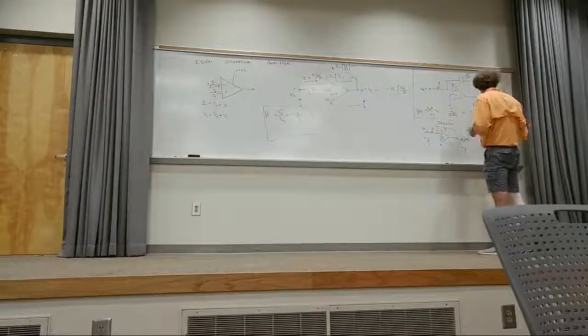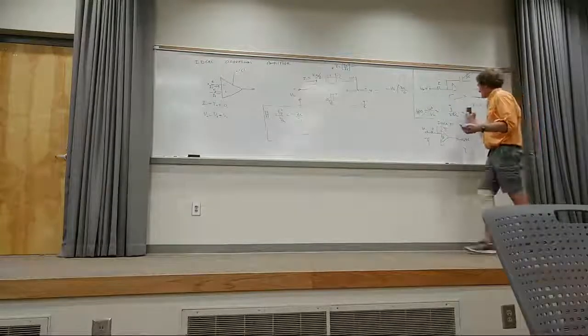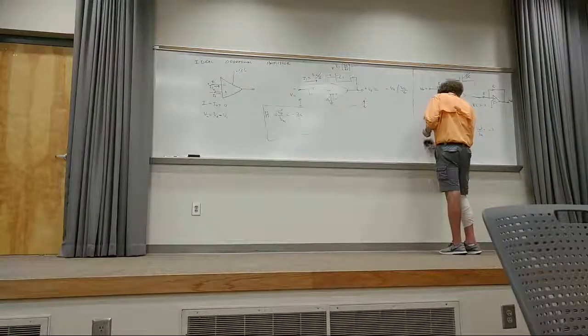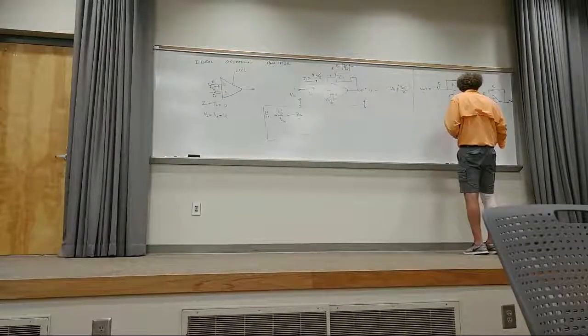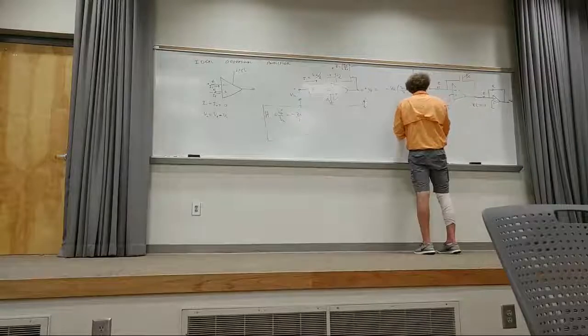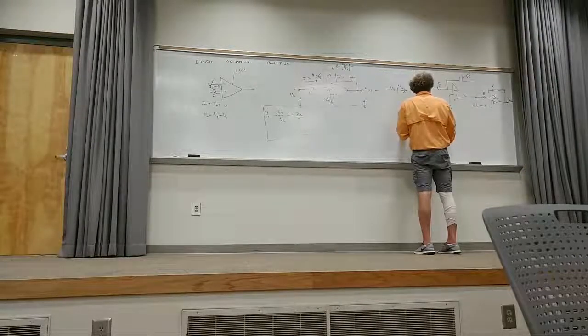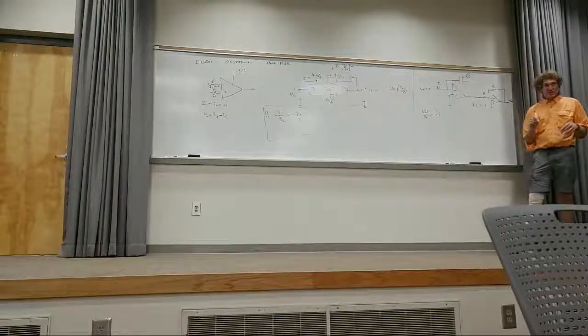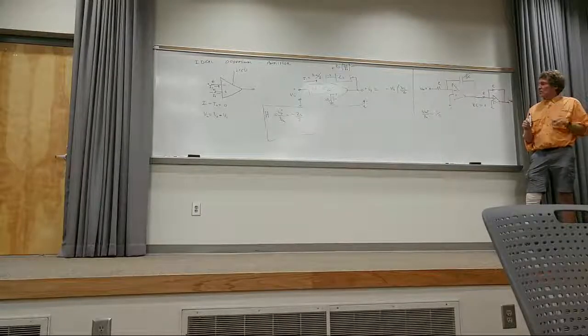And now, my V out, let me get rid of this. And now for this circuit here, my V out over V in is equal to simply 1 over S. That's one way of obtaining that. Are you with me? And this is generally called an integrator.